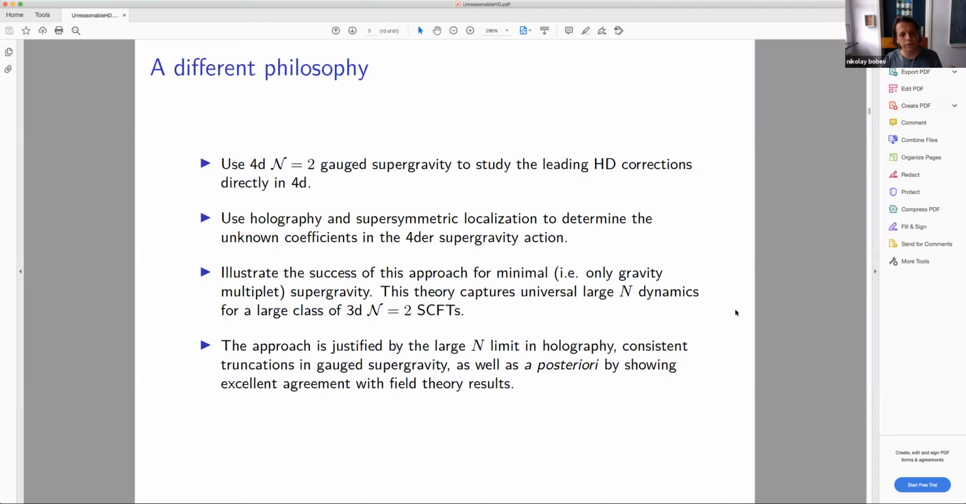And so this approach a priori can be argued to be probably viable using large N arguments in holography, consistent truncations, but both of these are not rock solid as far as I know. But if you wish, you will see that things work out very nicely. And so you can argue also a posteriori by saying that things work nicely. So you should probably believe in the story.